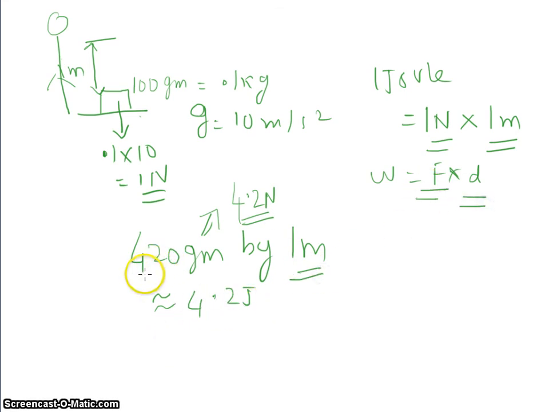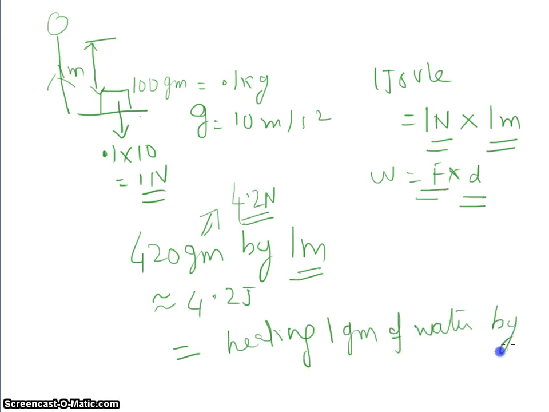So the amount of energy that I spend in lifting a 420 gram body by 1 meter is exactly the same energy that I spent in heating 1 gram of water by 1 degree Celsius. So this is just to establish an analogy between calories and joules. So remember, key to remember is 1 calorie is equal to 4.2 joules.